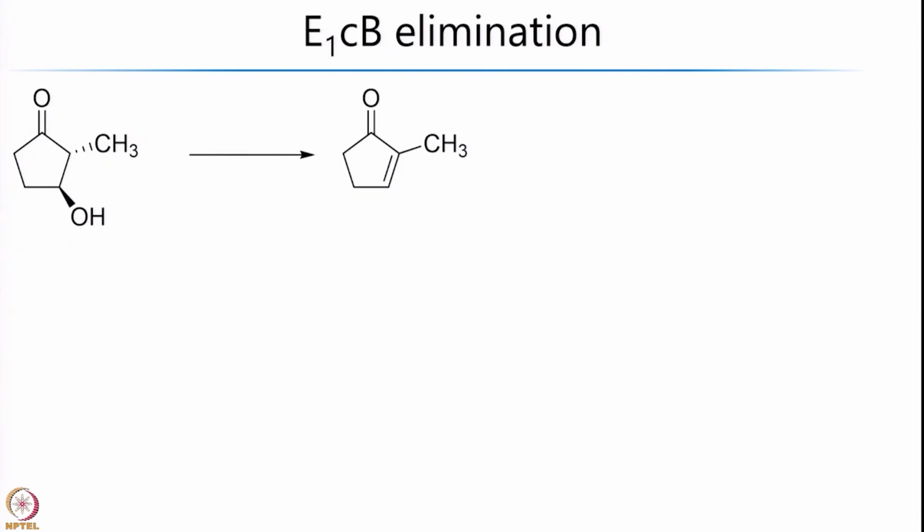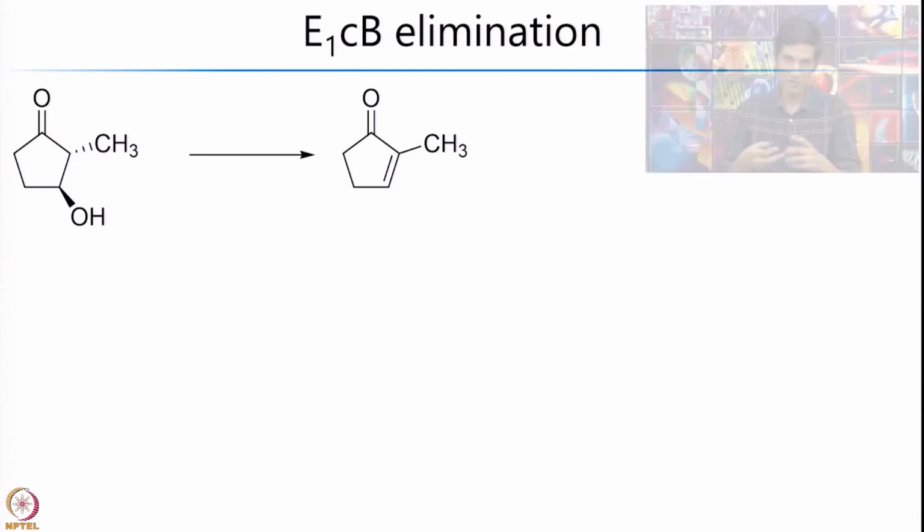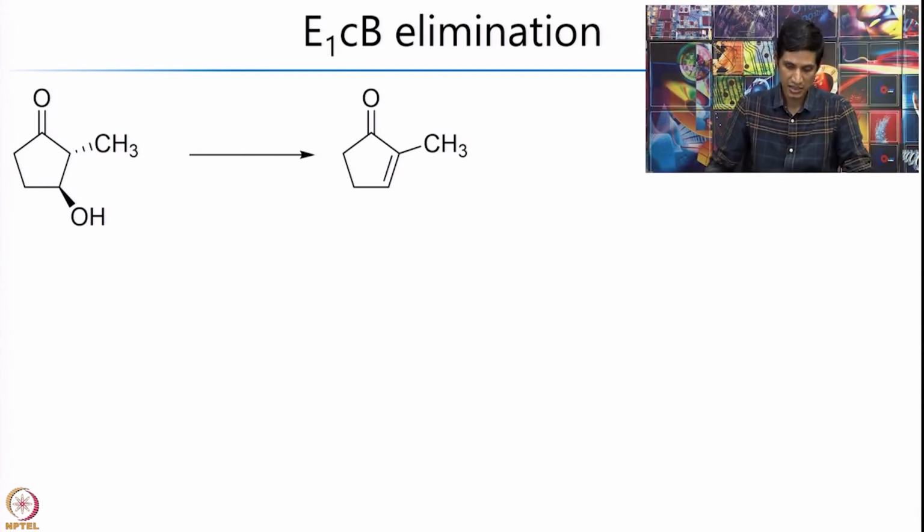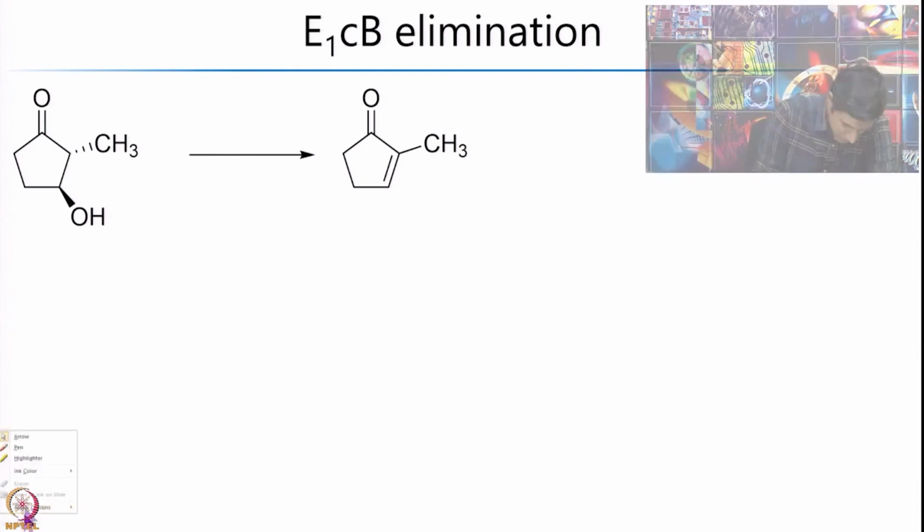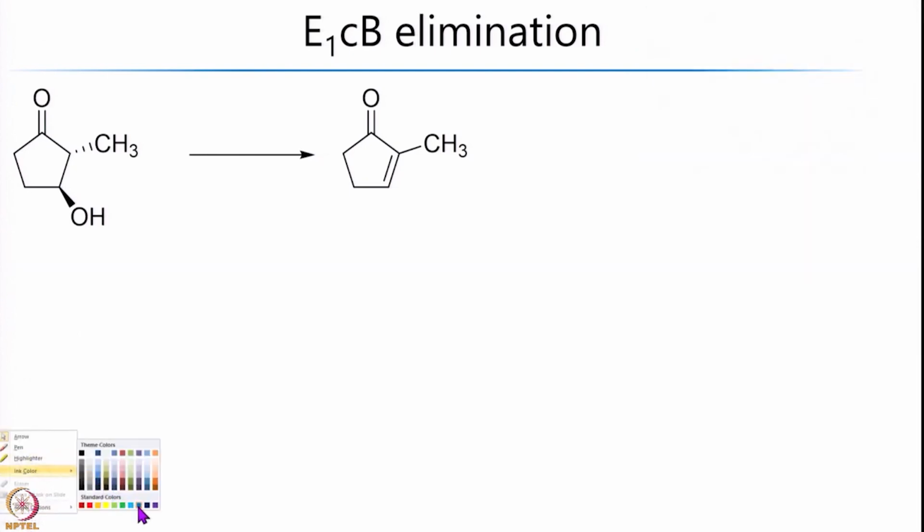In addition to this, there is one more kind of mechanism which is called E1cB, and we shall just briefly look at that. And here what we observe is that if you take a substrate like this, the cyclohexanone derivative, and subject it to a mild base, I will just write down this substrate once again.